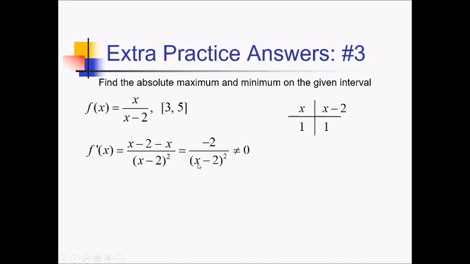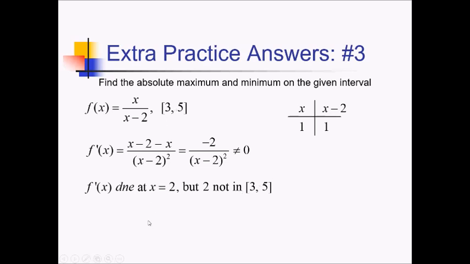However, we do have an undefined spot at x equals 2. It zeroes out the denominator. But 2 is not on the interval from 3 to 5, so we don't have any critical values on the interval, and we only have to test out the endpoints themselves.